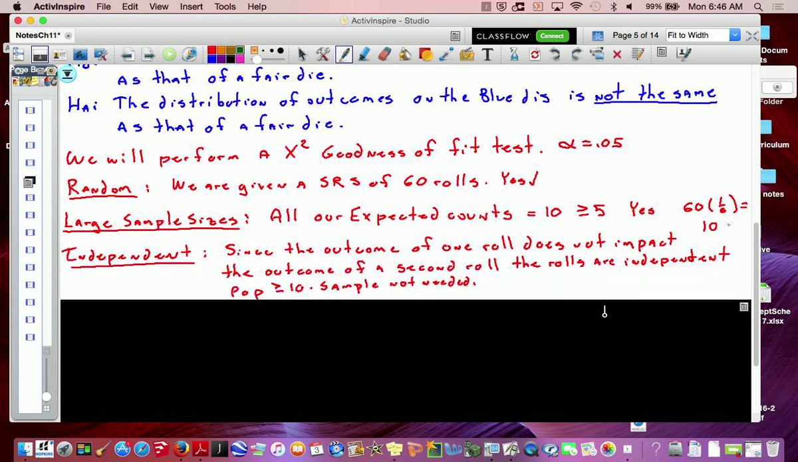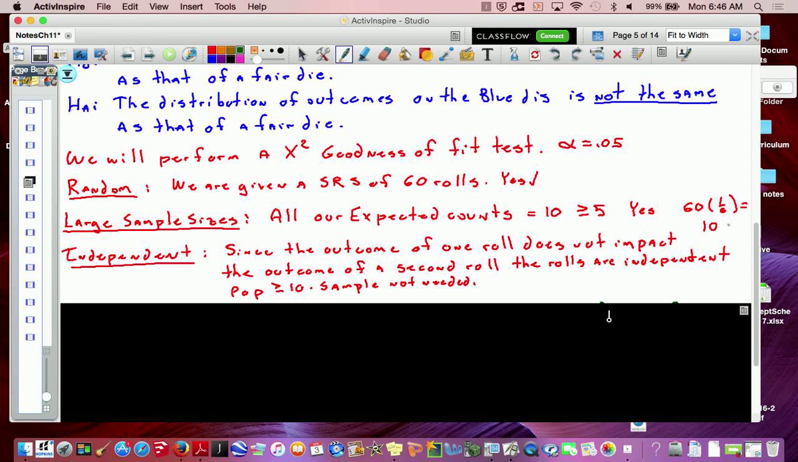Okay. Are they independent? Well, one outcome doesn't impact the other rolls, and really you don't technically need the population greater than 10 times the sample. If you said that, that's okay, but I know this is something I haven't talked much about. If you're doing an experiment and there's an infinite amount of possibilities, like you can roll this die forever, population being greater than 10 times the sample is technically not needed, okay? Even though I know that I've been having you do that on prior tests dealing with like 1 and 2 sample T and P tests.